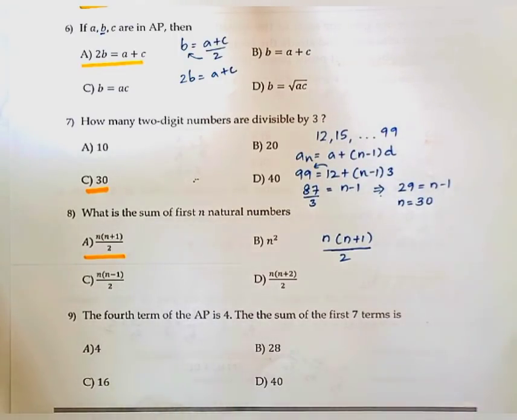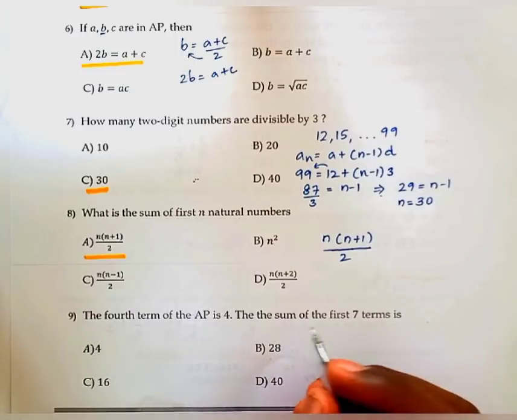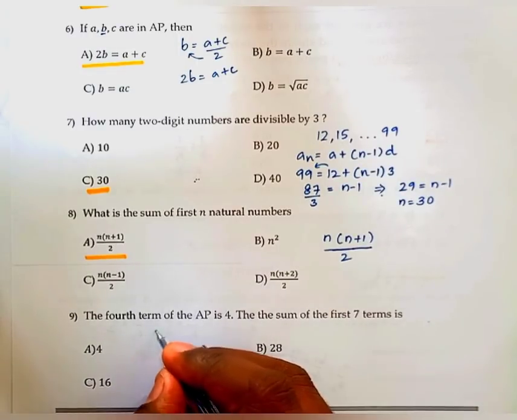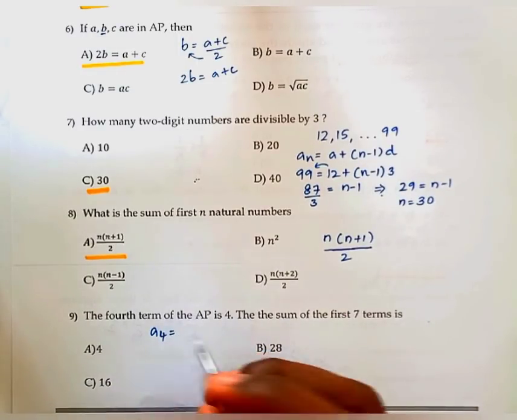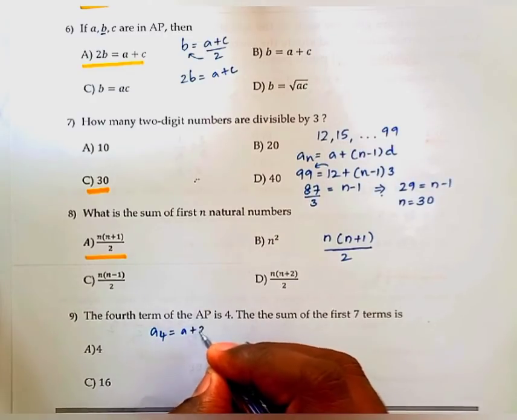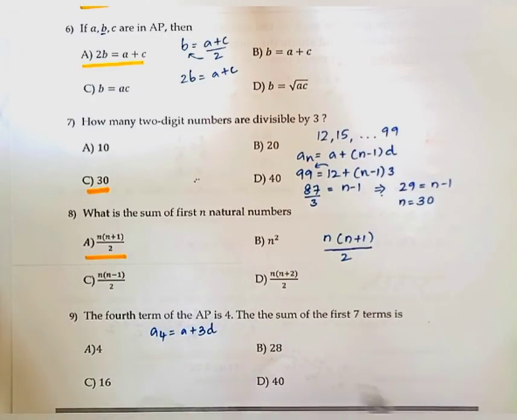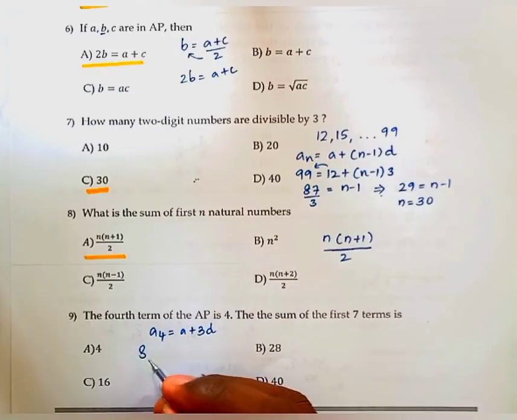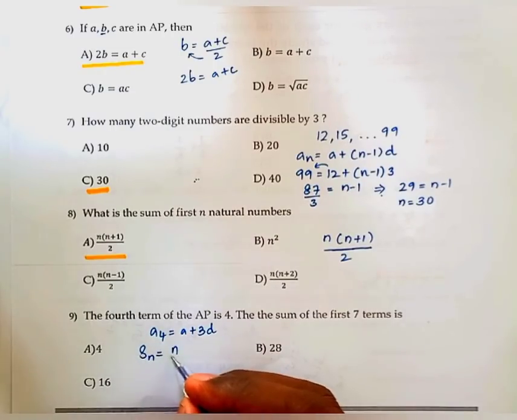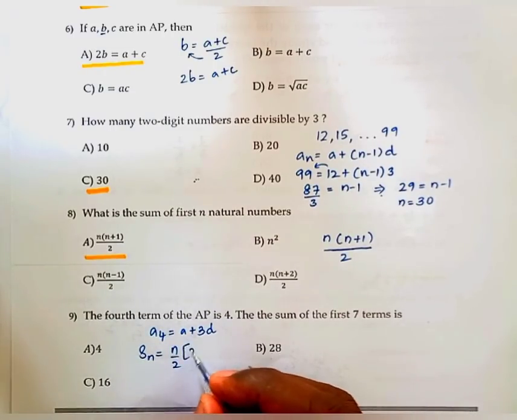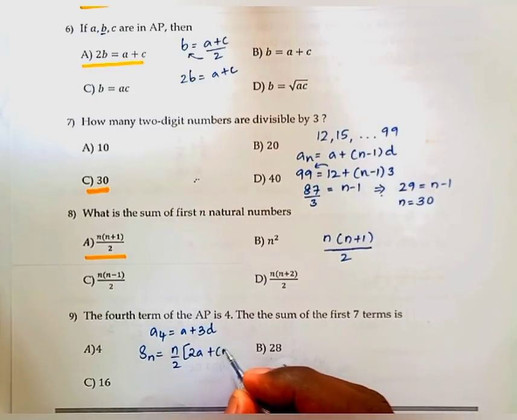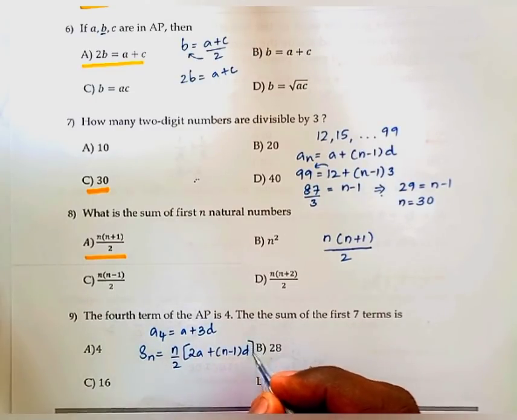Moving to question number 9. The fourth term of an AP is 4. Then the sum of 7 terms is. What is a4? a4 is a plus 3d. Now what do we need to find out? We need to find the sum of 7 terms. Therefore, Sn equals n by 2 times (2 times a plus (n minus 1) times d).